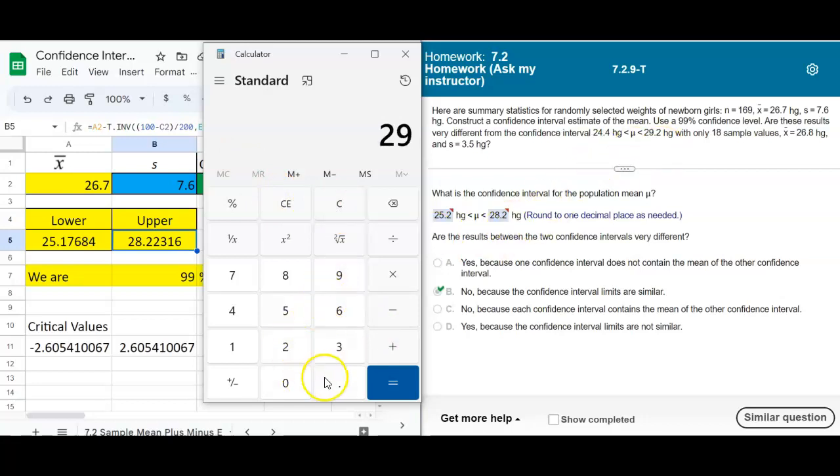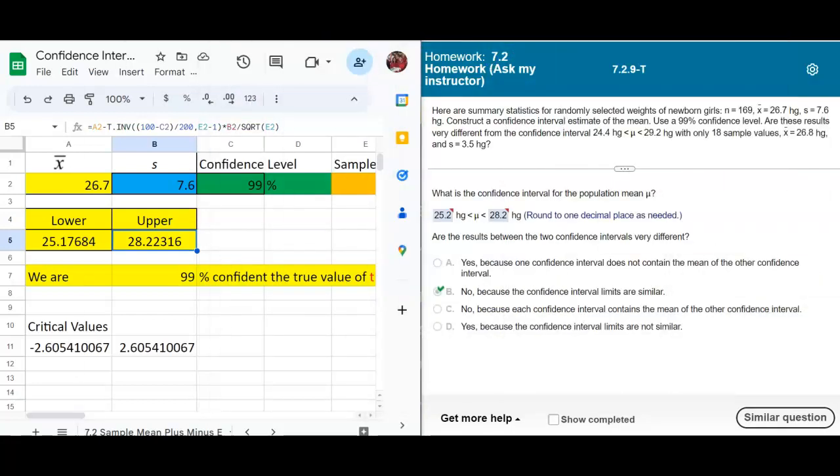I could do the bigger one, 29.2, minus the lower one, 28.2, which is going to be 1. All right, and then divide by the 28.2. And again, just 3.5% difference. So neither one of them are far away. So that's what lets me know that the limits are similar because they're less than 5% away from each other.